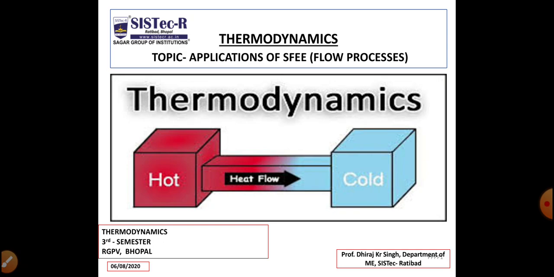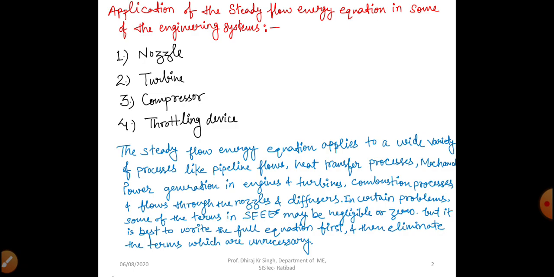Dear students, today we are going to discuss applications of the steady flow energy equation, that is, flow processes. So let's start the chapter. Basically, there are four topics which come under the steady flow energy equation. We also call it application of the steady flow energy equation in some engineering systems. The first one is nozzle, second is turbine, third is compressor, and fourth is throttling device. One by one we will discuss all these four devices.